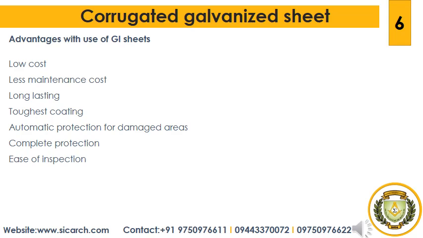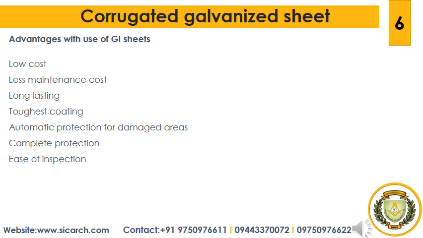So the next one is automatic protection for damaged areas. Galvanized coatings corrode preferentially to steel, providing cathodic or sacrificial protection to small areas of steel exposed to damage. Unlike organic coatings, small damaged areas need no touch-up. So the next is complete protection. Every part of the galvanized iron sheet is protected.